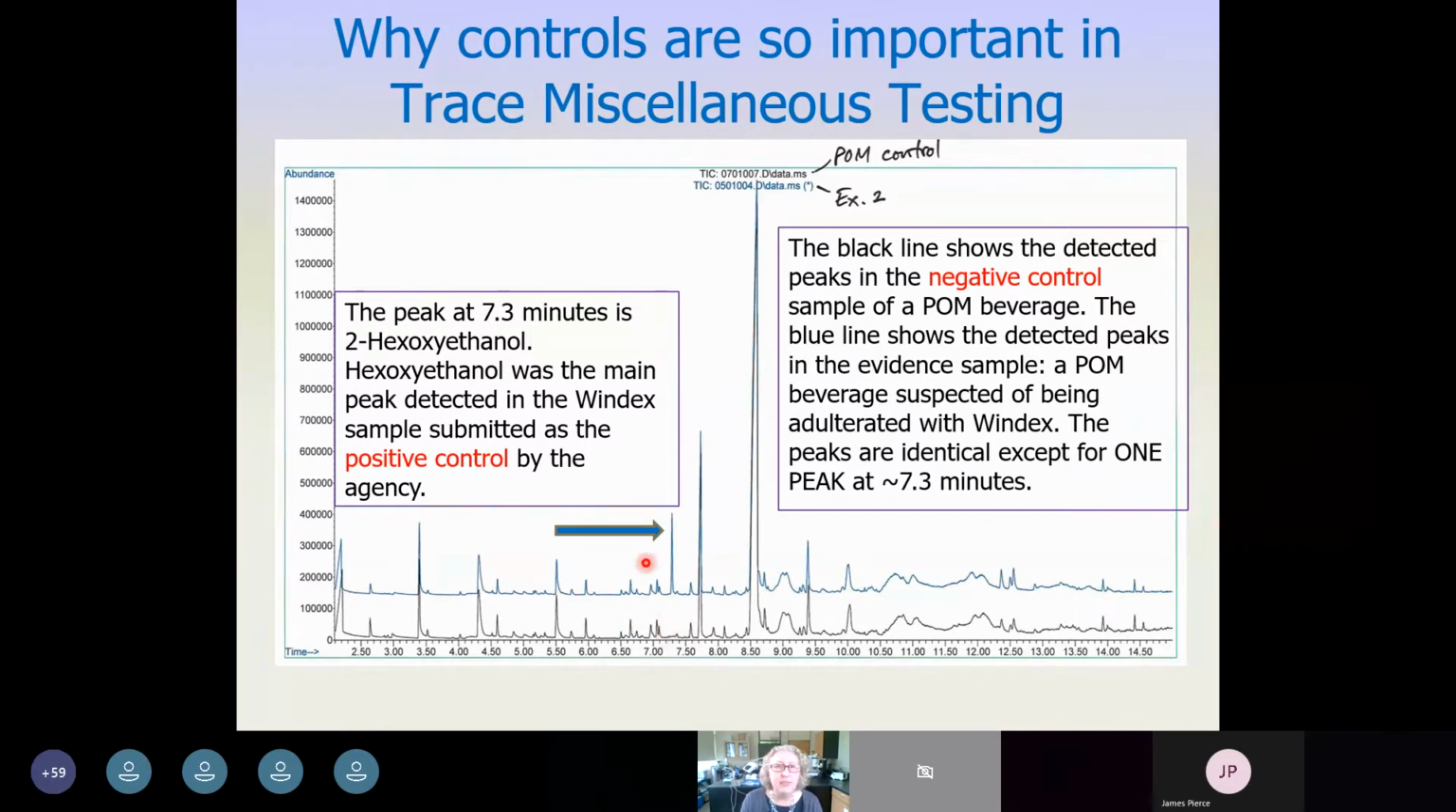And what did this turn out to be? That peak, which was at 7.3 minutes on the printout, is a chemical called 2-hexoxyethanol. Let me say that again, 2-hexoxyethanol. And when the Windex control, the positive control, was run by itself, one of its main components was this same chemical. So that is such a shortcut for us. It makes our analysis in the lab so much more meaningful and efficient, because now we can say, yes, in this POM beverage from the victim, there was this chemical which was also seen in the Windex, and we don't have to spend all the hours to investigate every possible other chemical that is just naturally in this juice.